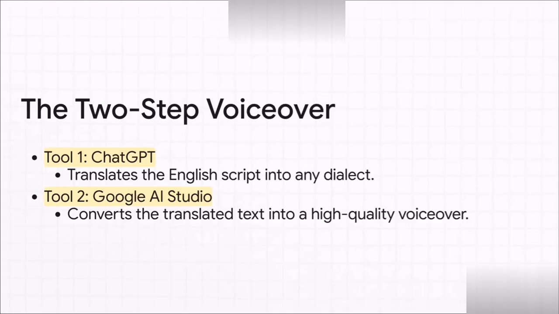This next stage is a pretty powerful two-step combo. First, you take those English scene descriptions you got from Catalyst and you pop them into ChatGPT. The prompt is super simple. Translate this into a specific dialect. For example, the original creator used colloquial Egyptian Arabic. Then you just copy that translated text, paste it into Google AI Studio, and it generates a remarkably high-quality voiceover for you.